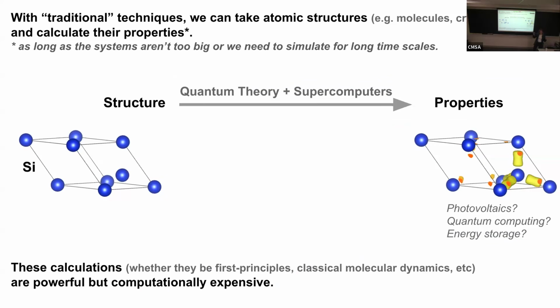We have traditional techniques where, given where the atoms are at, and using a lot of compute, so quantum theory and supercomputers, we can get the properties of a given arrangement of atoms. There's caveats to that. Certain properties we're good at, certain properties not so good at. So don't ask me about excited state calculations. But if you want a general picture of where the electrons are at and what they are doing, we are generally pretty good at that.